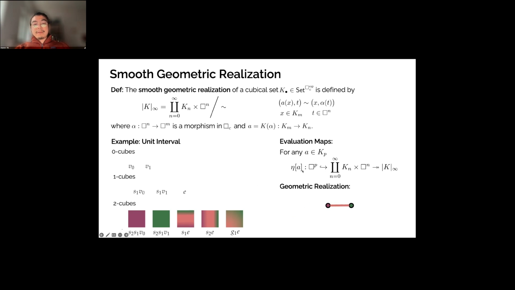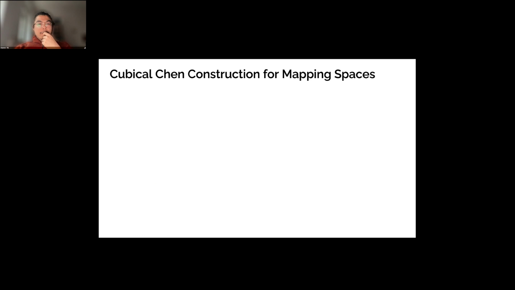So what's happening with this evaluation map is that we are mapping each of these disjoint cubes into where they go in the geometric realization. So now that we have 2 cubes, all of these will get mapped into either the vertices or the edge. So these 2 degeneracies of the vertices will go to the left and right, and we can map these degeneracies of the edge in 3 different ways.